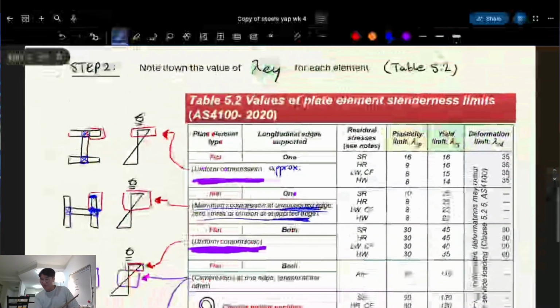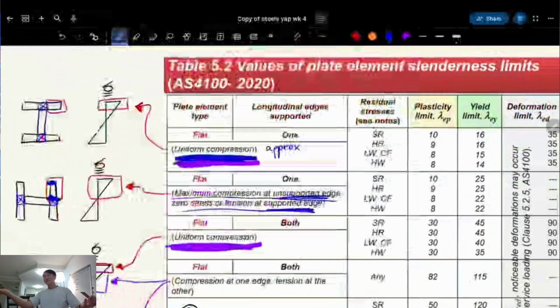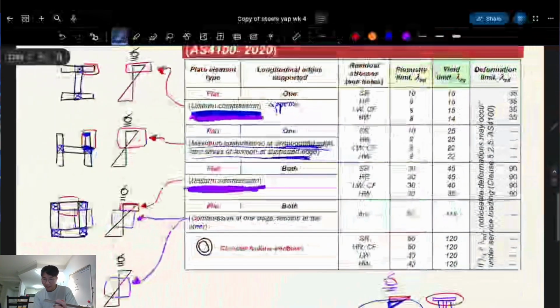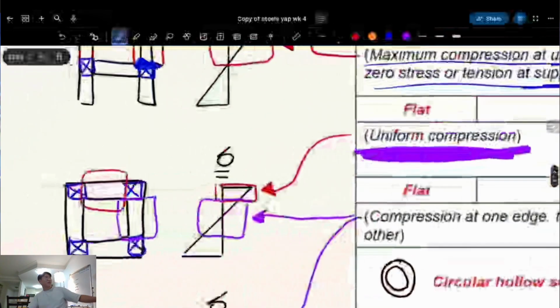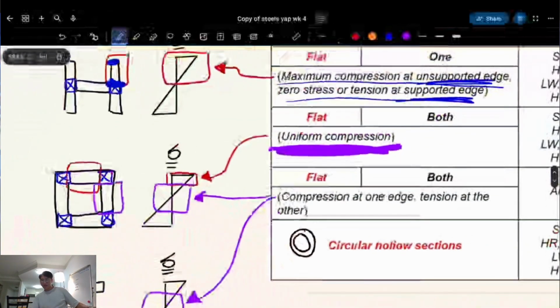And why does it say compression and not tension, do you think? Because tension is the buckling. Exactly. It's all about buckling, so we just care about the compression side. Okay, and then here we have a square hollow section, and the description is compression at one edge and tension at the other. Right, and that's what this one is here.